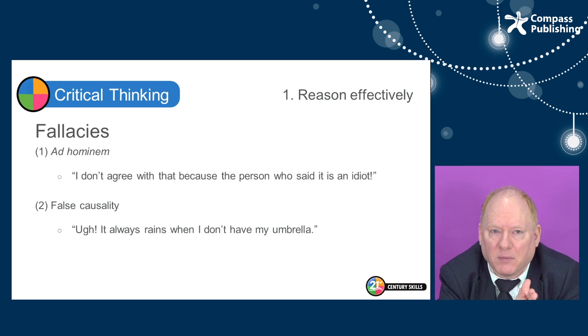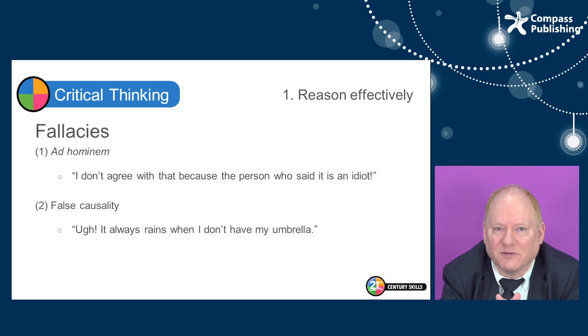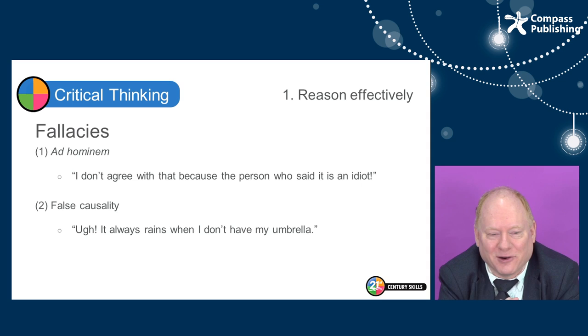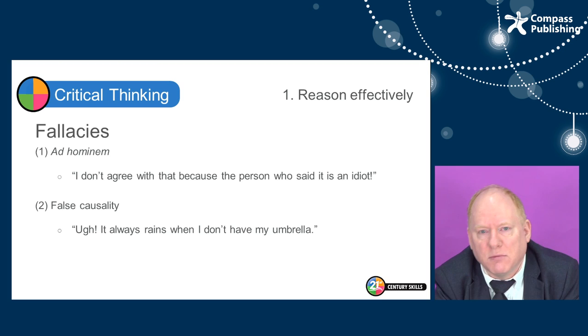Fallacies are mistakes in our reasoning. And you've probably seen a lot of these. If you follow the news, if you follow conversations with other people, if you're at a party, all kinds of fallacies can occur inside yourself and inside others. Maybe I'm just speaking for myself. One fallacy is the ad hominem fallacy. I don't agree with that because the person who said it is an idiot, man. You know, the truth doesn't depend on what you feel about something. It depends what the actual truth is.